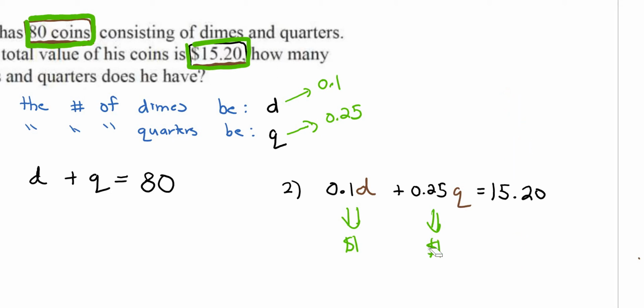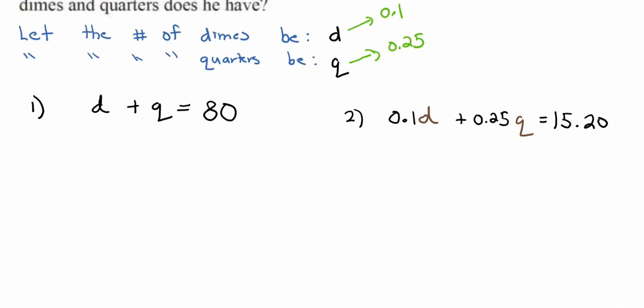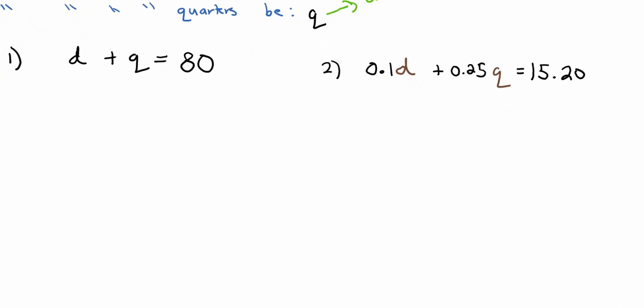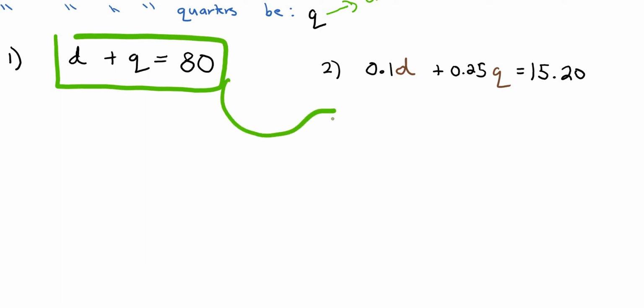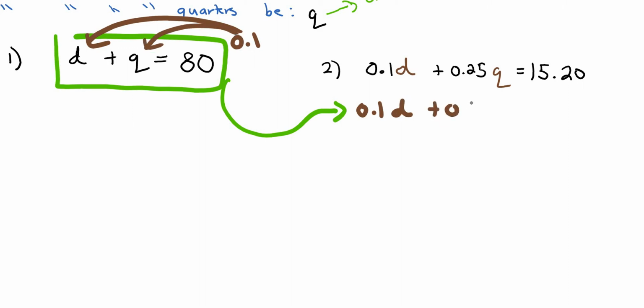Okay, let me erase all that. Hopefully you're okay with setting up the two equations. From here on, it's just solving by elimination. I'm going to take my first equation and put it underneath, but multiply everything by 0.1. So 0.1 times D is 0.1D, 0.1 times Q is 0.1Q, and 0.1 times 80 gives me 8 on the right-hand side.